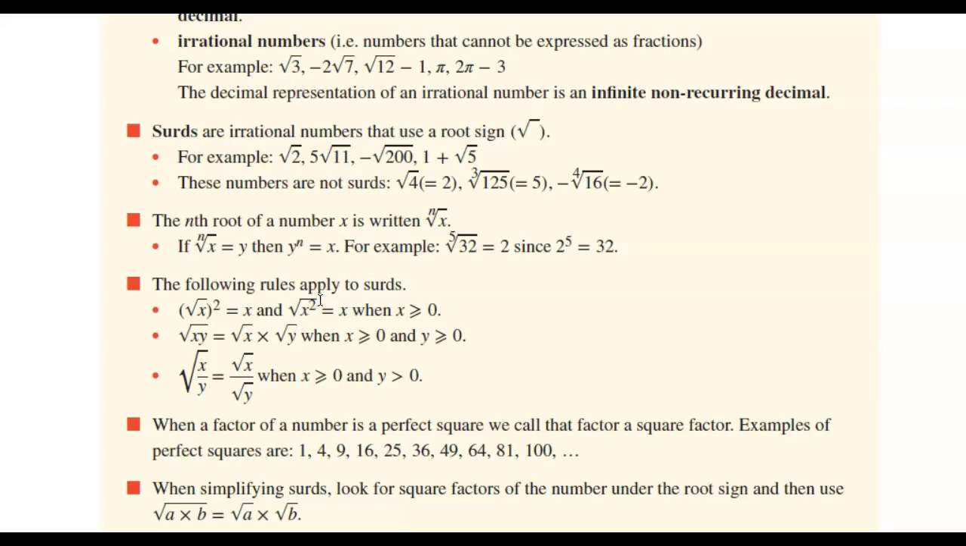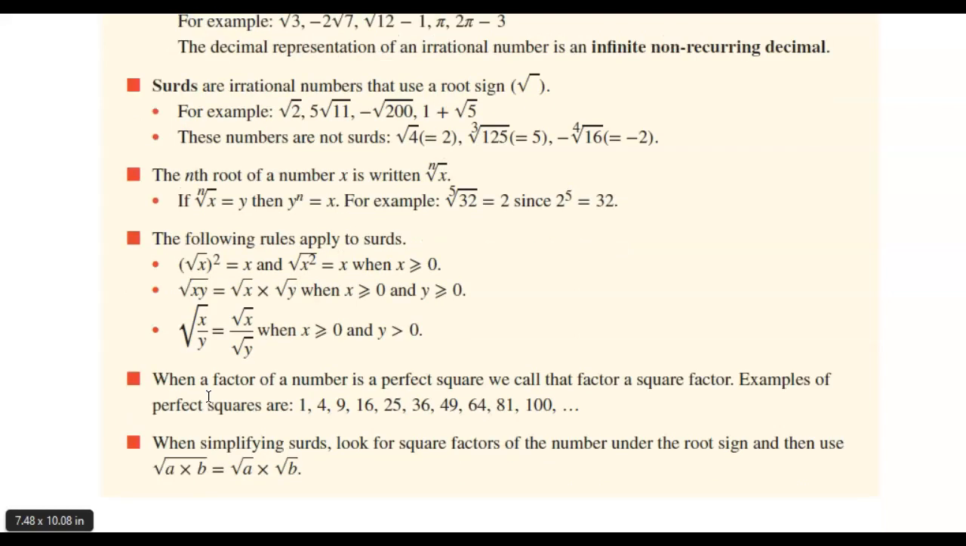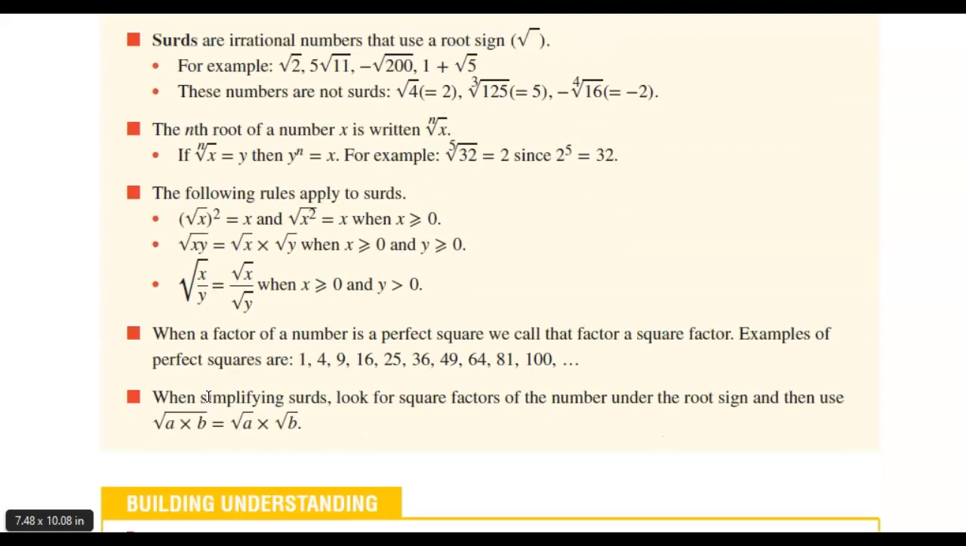The square root of x squared equals x, and that's for when x is greater than or equal to 0. The square root of xy, so inside the square root sign we just have xy. That means x times y, and you can actually separate them. So instead of having the square root of xy, you can have the square root of x times the square root of y. And then if you have a fraction, okay, they can be separated as well. When a factor of a number is a perfect square, we call that factor a square factor. So all these numbers are square factors and they keep going.